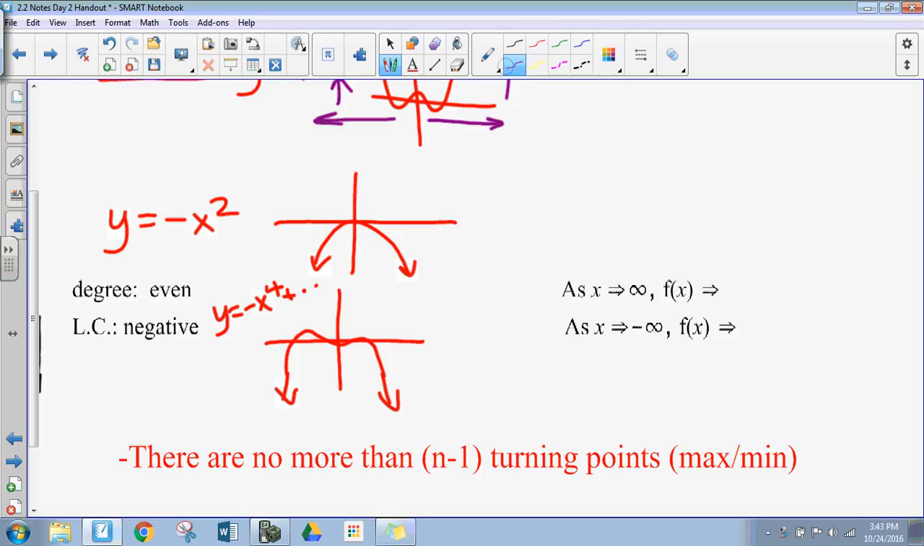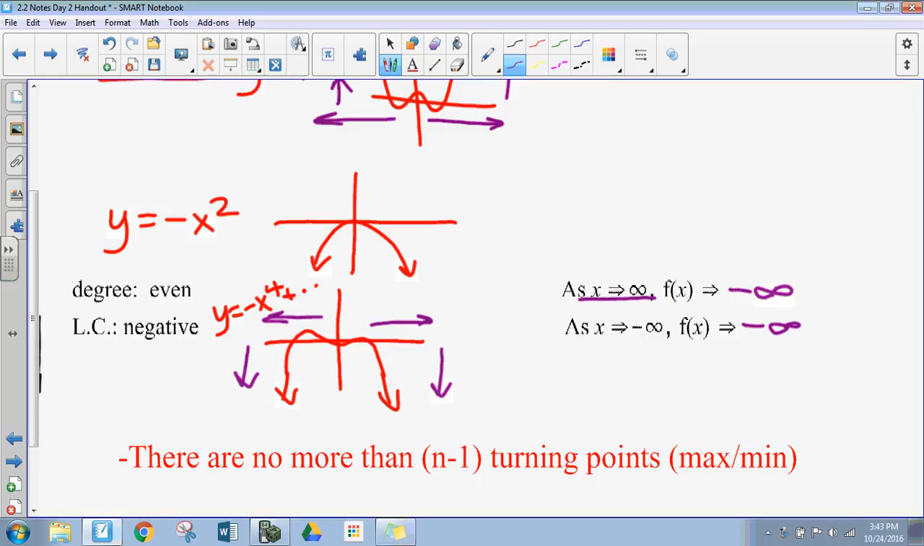So again, going through the end behavior, as x is approaching positive infinity, so I'm going to the right, f of x is going to negative infinity, so I'm going down. As I'm going to the left, f of x is going down as well. So as x approaches negative infinity, f of x approaches negative infinity.